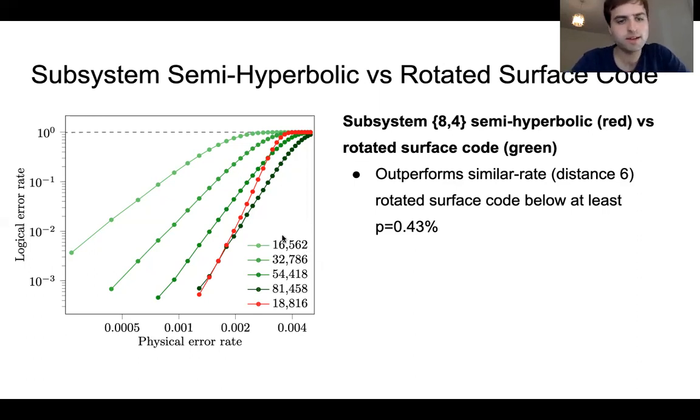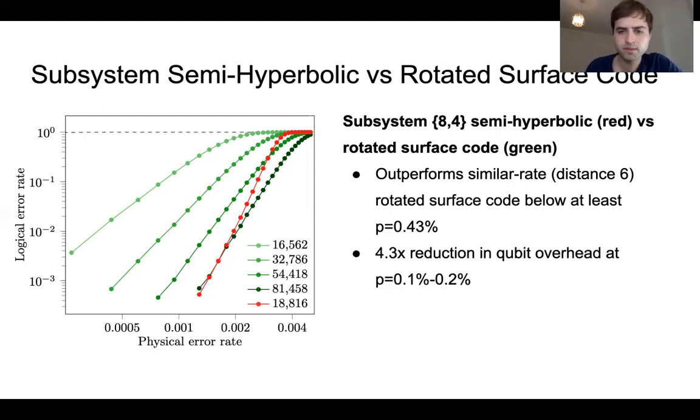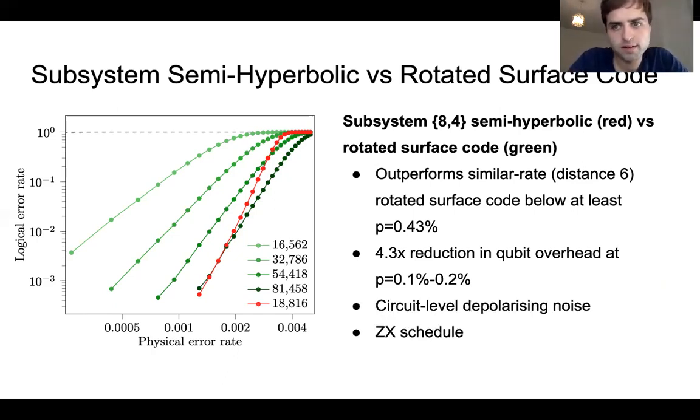And what you can see, considering circuit level noise, at around 0.1 to 0.2% circuit level depolarizing noise, is that our subsystem semi-hyperbolic code uses 4.3 times fewer qubits than the rotated surface code, which has the same logical error rate. And so this is a 4.3 times reduction in the qubit overhead, in this regime, using the standard ZX schedule.